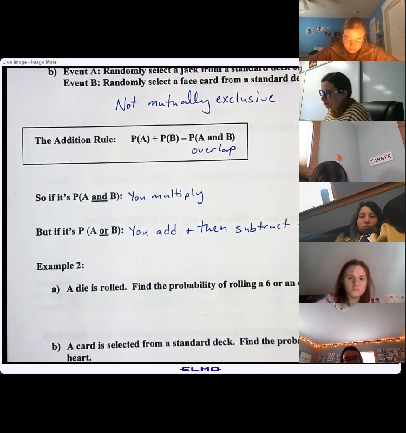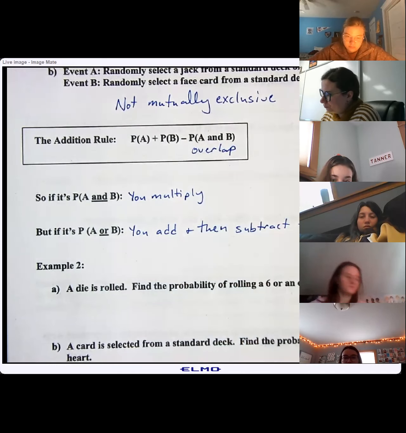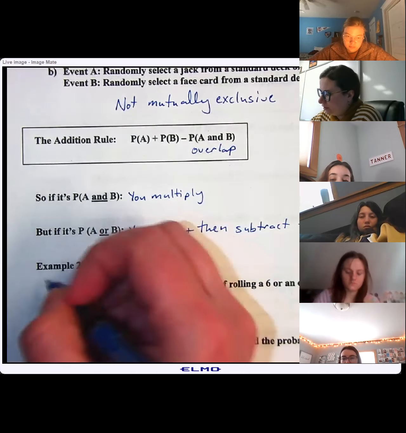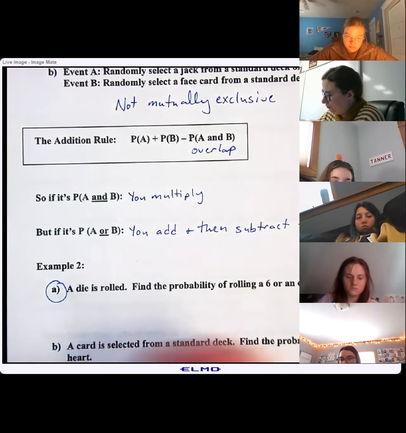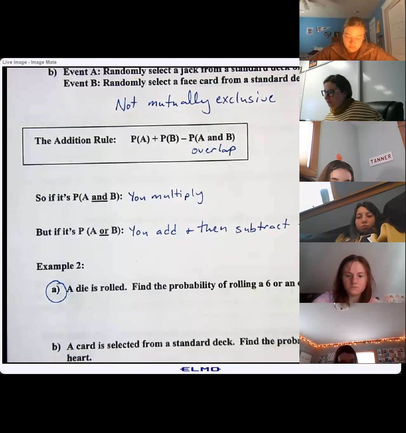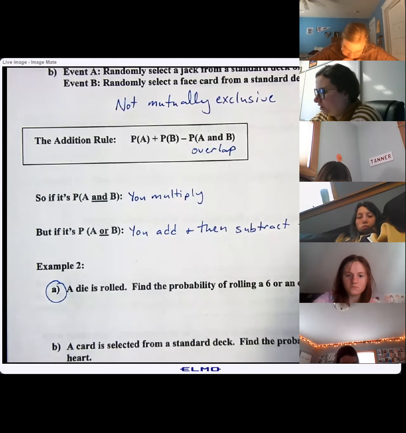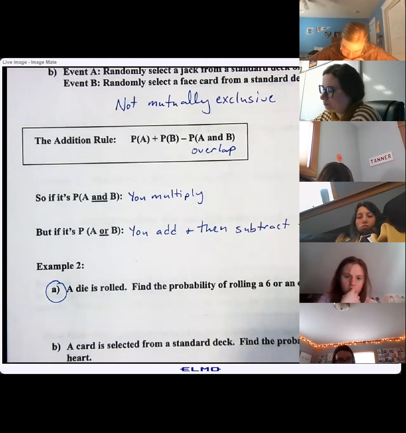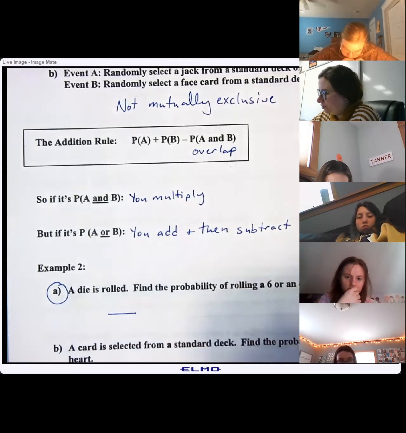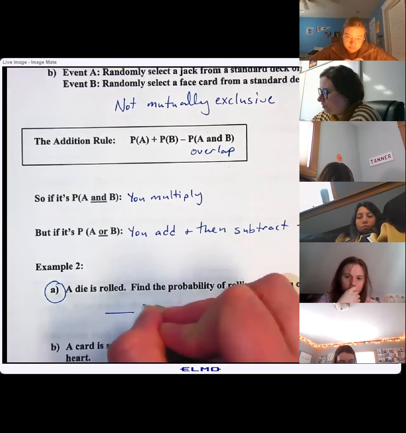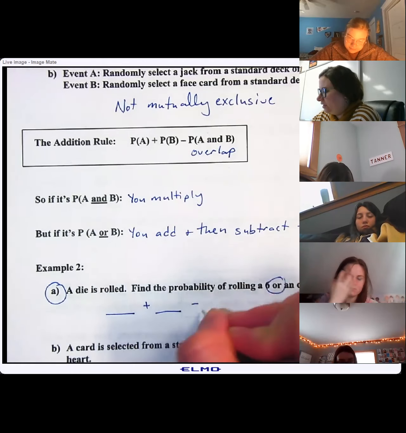So I'm going to do A and C, and then I'm going to give a prize for B and D. So let's do A. A die is rolled. Find the probability of rolling a 6 or an odd number. Okay, so you see how it says or here? That means I'm going to do two things. I'm going to add something and subtract something.